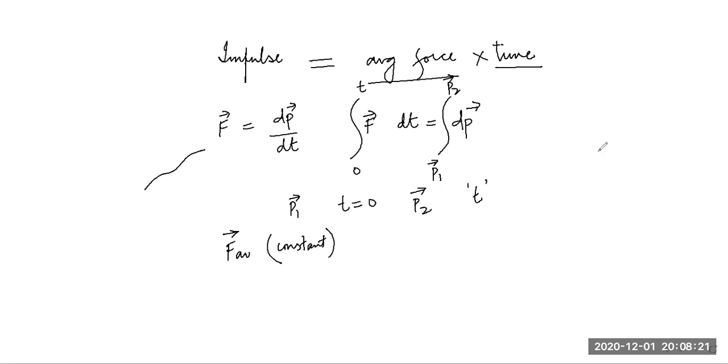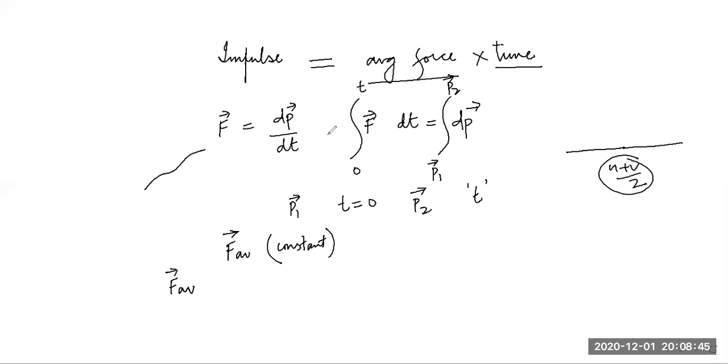It's like somebody who is traveling this much distance with velocity u and then this much distance with v in a straight line. We can say average velocity is (u plus v) by 2. Doesn't matter, distance will be the same. So F average is constant during the time. So we may rewrite what? We may rewrite F average.